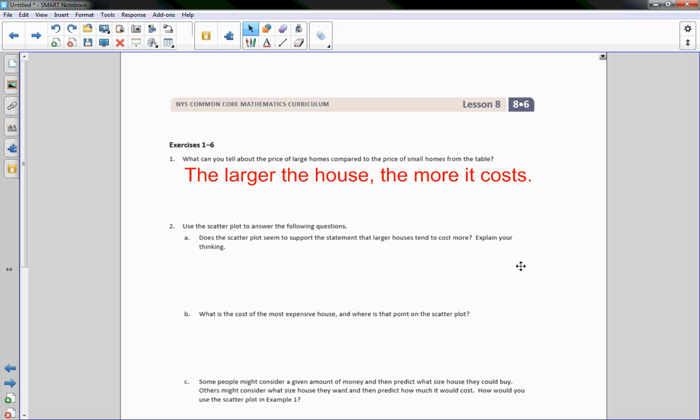Number 2. Use the scatter plot to answer the following questions. A, does the scatter plot seem to support the statement that larger houses tend to cost more? In this case, that's kind of what I said in number 1. So I would say yes, because it's a positive trend. As square footage increases, the prices increase.